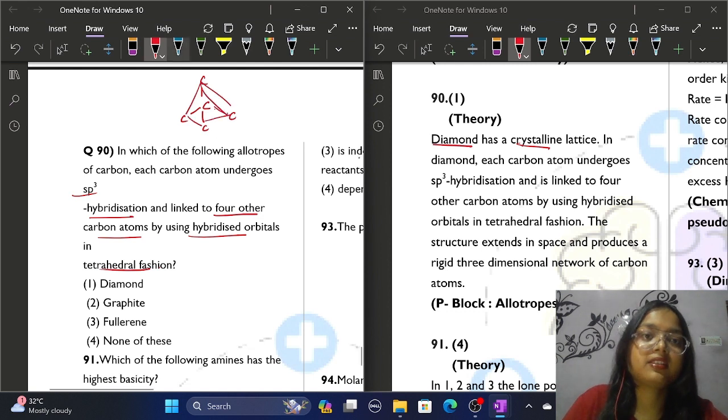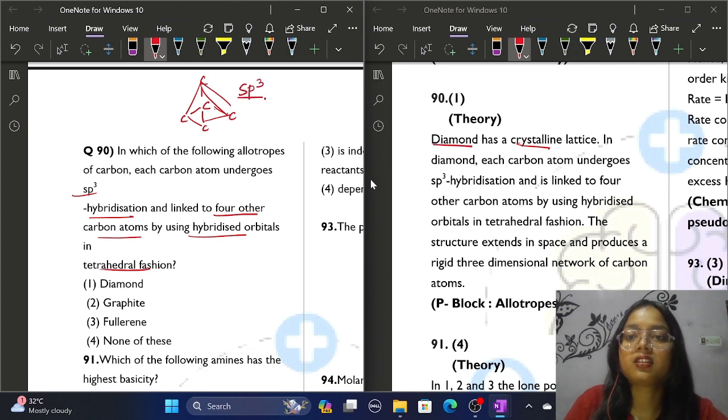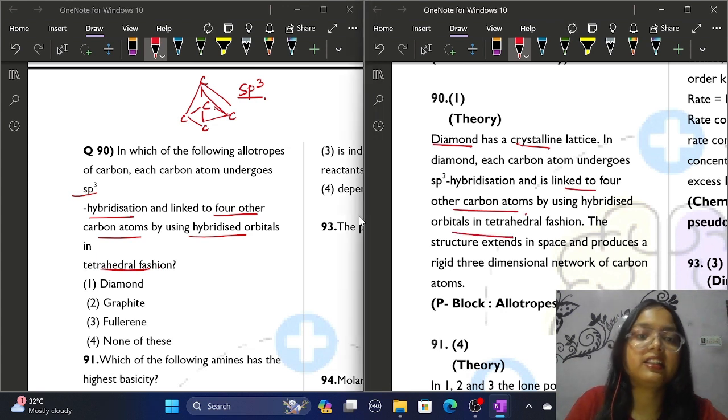It will have this tetrahedral type structure, okay? And each carbon atom is sp3 hybridized. So it will be linked to 4 other carbon atoms using the hybridized orbital in tetrahedral fashion. So option 1, diamond is the correct option.